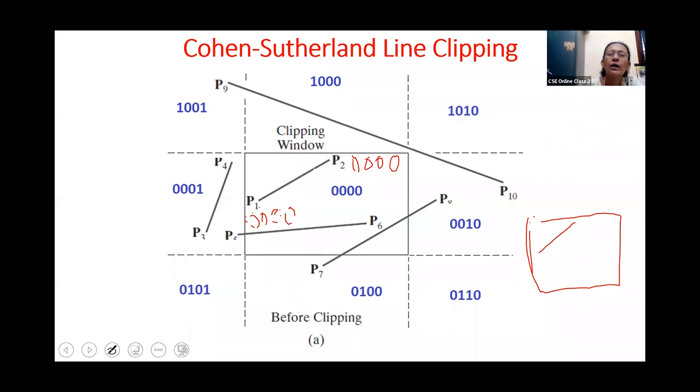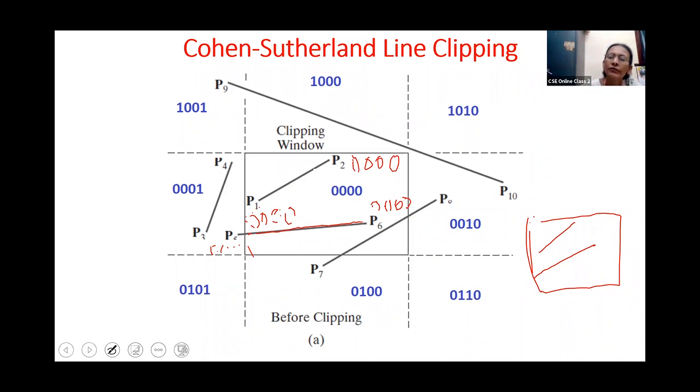Now, if you take P5, P6, for P6, the code is 0000, whereas for P5, it is 0001. So one point is 0000, that means the line is partially inside. So we have to calculate the point of intersection, and from the point of intersection to this point P6, that alone will be drawn. That is, the line from here to here alone will be drawn.